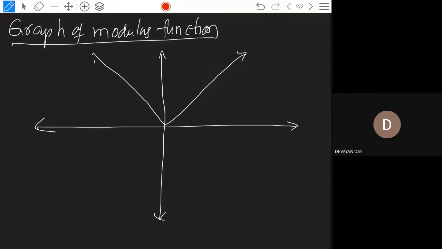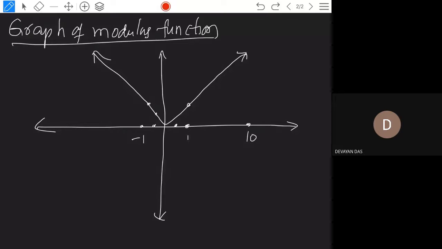Why? Because you see here, if you take -1, suppose +1, for +1 whatever you get is 1, for -1 also 1 will come, for 0.5 also 0.5 will come, for -0.5 also 0.5 will come. Suppose if you take 10, for 10 you will get positive 10. And see here, actually this is a part of y is equals to x.